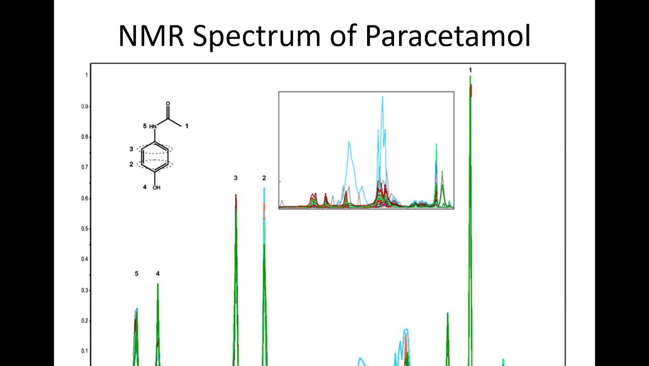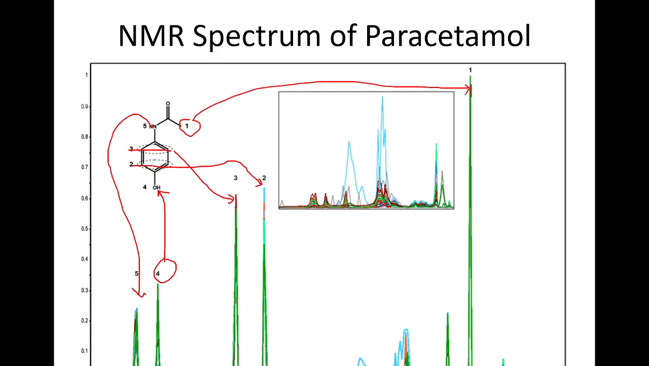This is 1, 2, 3, 4, 5. In fact, this is the 4. You see, that is the OH. And actually, it's closer to NH rather than close to the benzene ring. So the benzene rings here, this is 3, okay, and this is 2, okay, and this is 5, and obviously this is 1, right?